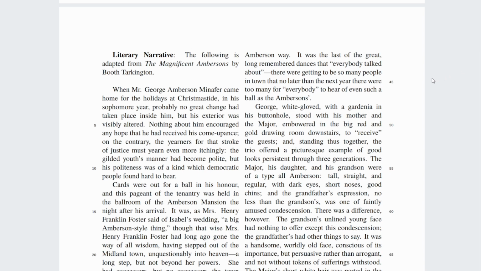It was the last of the great long-remembered dances that everybody talked about. There were getting to be so many people in town that no later the next year there were too many for everybody to hear of even such a ball as the Ambersons.